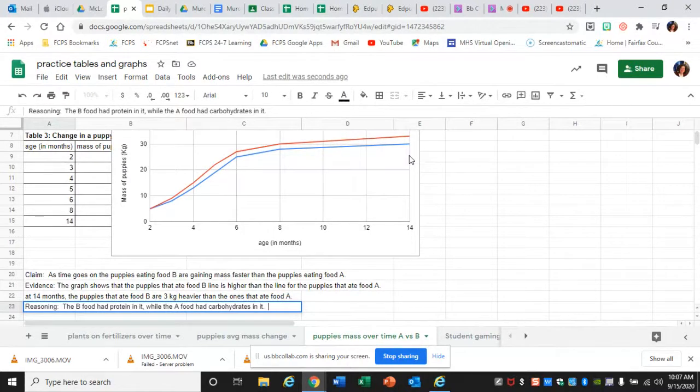Carbohydrates are also very important. They're very good for energy, and they can be converted into all kinds of things, but they're less good at building body structures like muscles and bones. So to write a good reasoning, that's what I would have to explain.